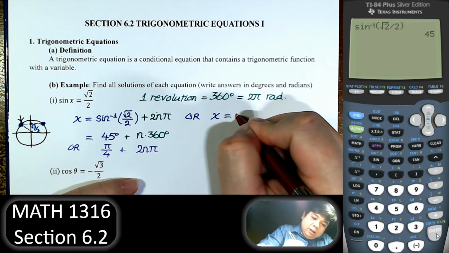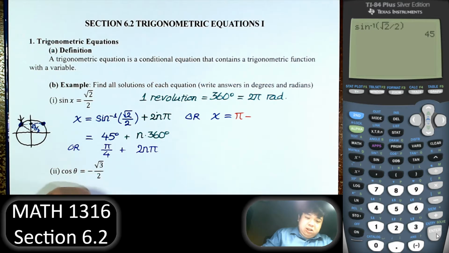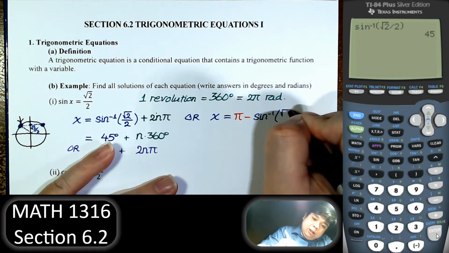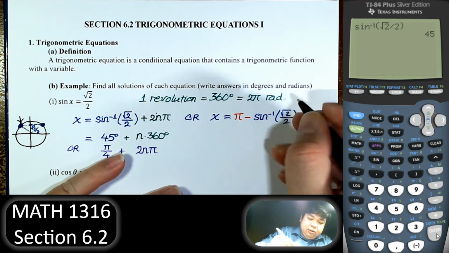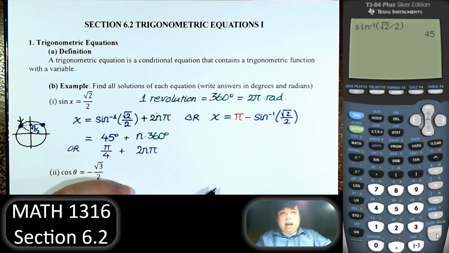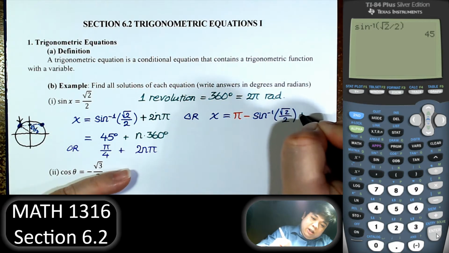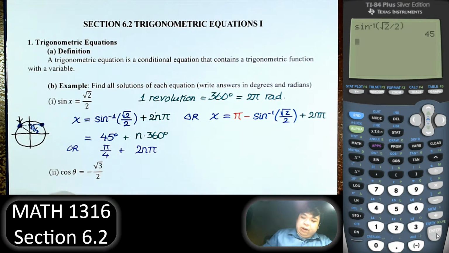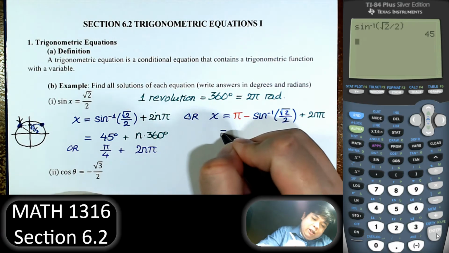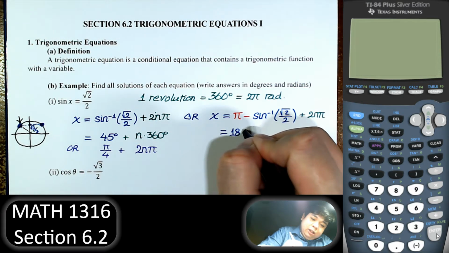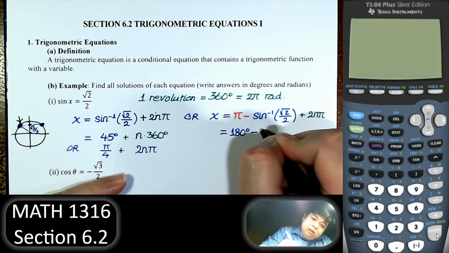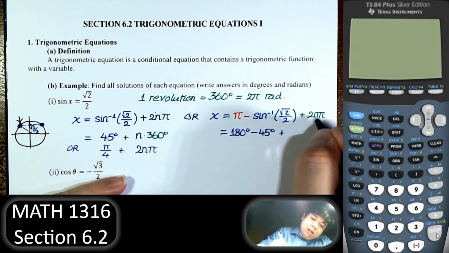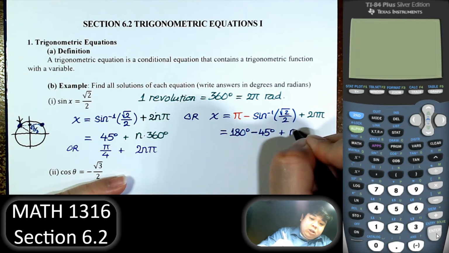Or we can also have pi minus, or 180 degrees minus, sine inverse of square root of 2 over 2. And then as always for sine or cosine, we can add 2n pi. Now if we write this in degrees, of course we'll write 180 degrees minus 45 degrees. That is the sine inverse. Plus 2n pi, in degrees, will be n times 360.